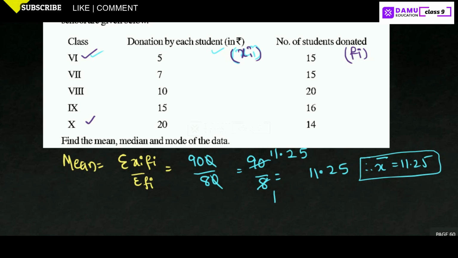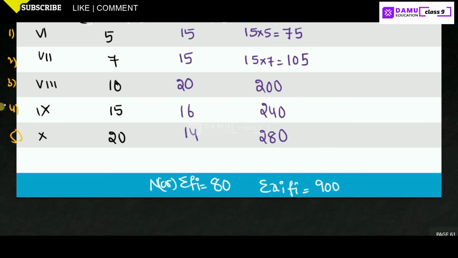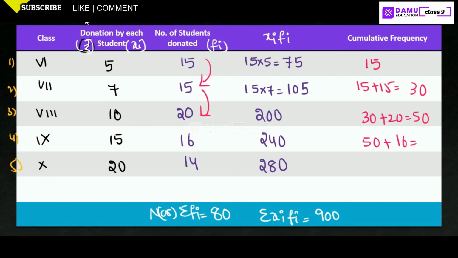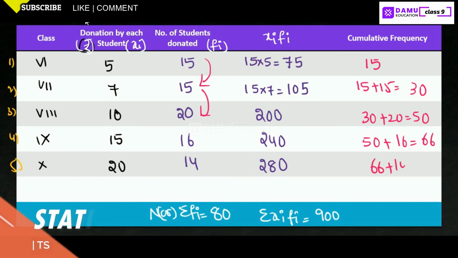Then what is the median value? The number of observations is 5, so for this it is odd. We have to find the cumulative frequencies before solving for the median. Cumulative frequencies are the addition of all these values. For the frequencies, one by one: 15, 15 plus 15 will be equal to 30, 30 plus 20 will be equal to 50, then 50 plus 16 will be equal to 66, and 66 plus 14 will be equal to the final value, 80. So 80 is there.